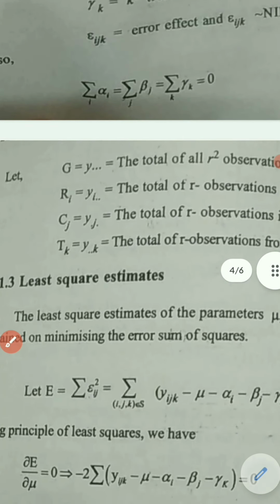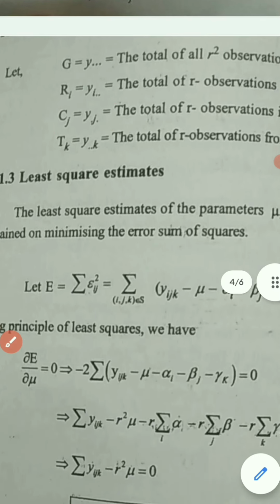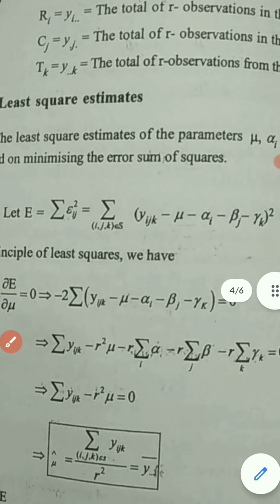Then students, we will define G is equal to Y dot dot dot. Just understand. Then Ri is equal to Yi dot dot. Then Cj is equal to Y dot j dot. Then Tk, the treatment, is Y dot dot k always. Now students, understand this carefully. I am showing the least square estimate.